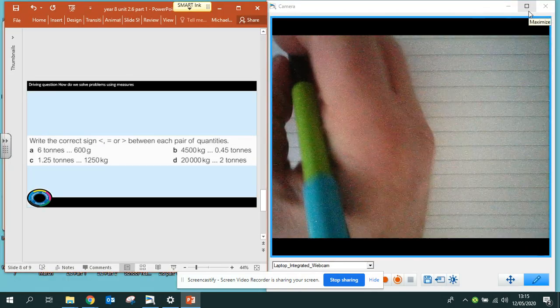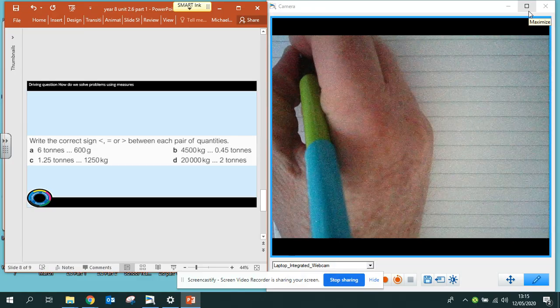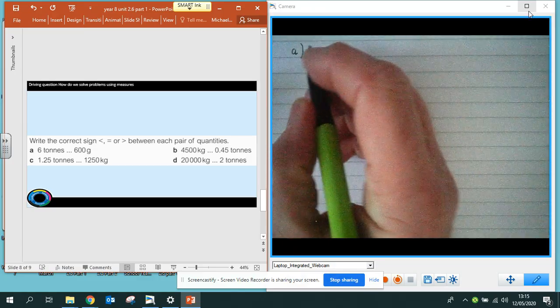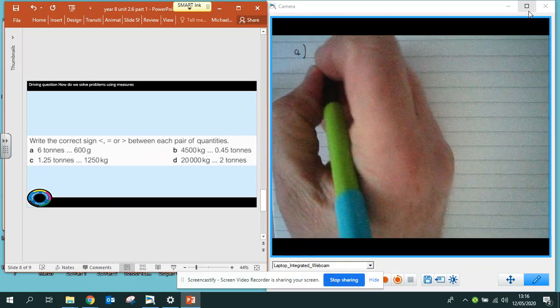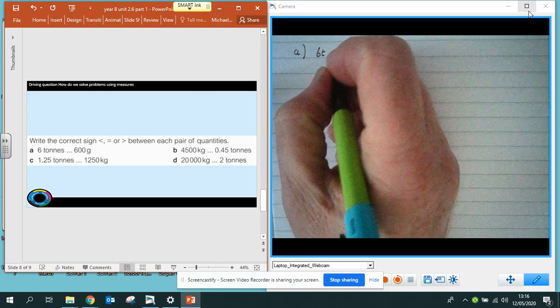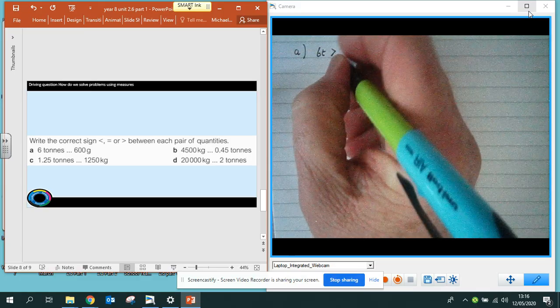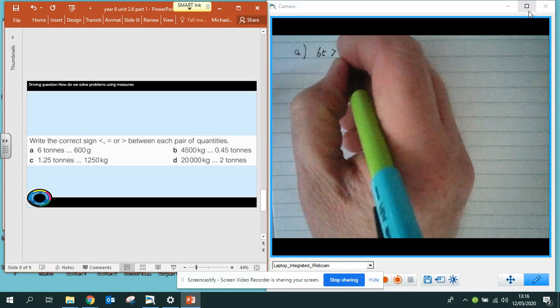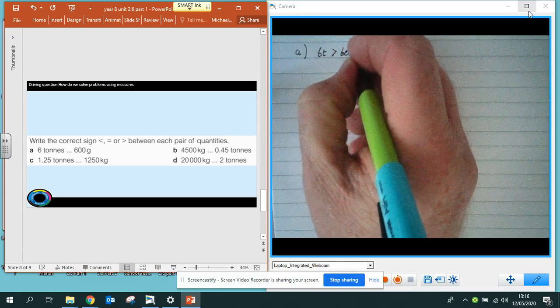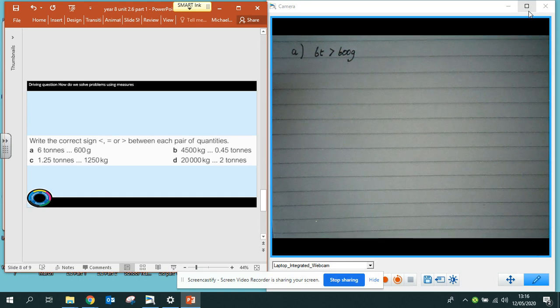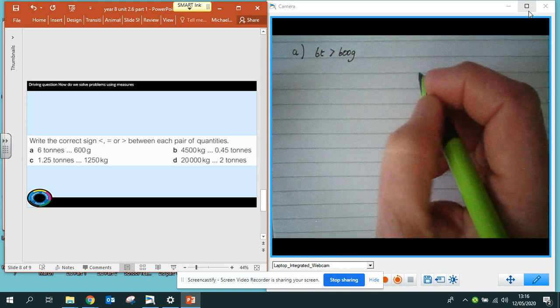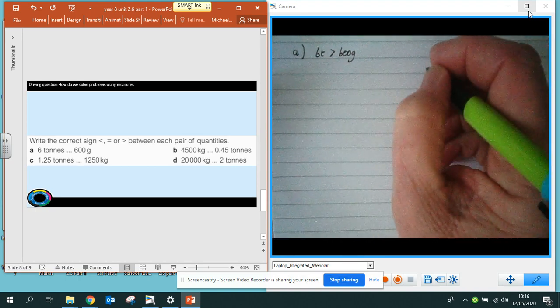So I am going to write this to make certain that we get the signs around in the correct order. 6 tons is greater than, much greater than 600 grams. 600 grams is a little bit over half a kilogram. So it's around about 2,000 times smaller than the quantity that we're looking at there.